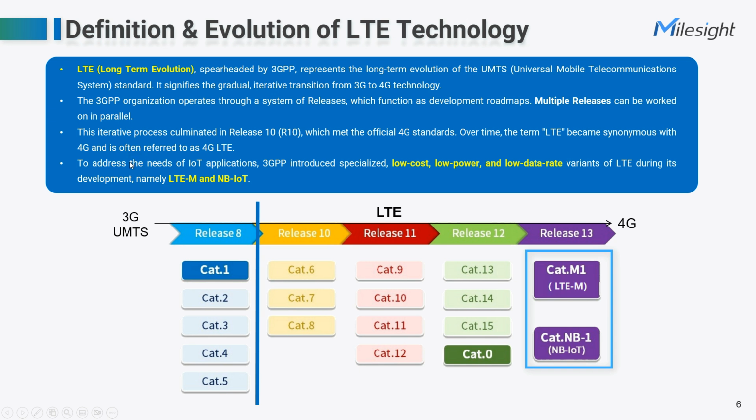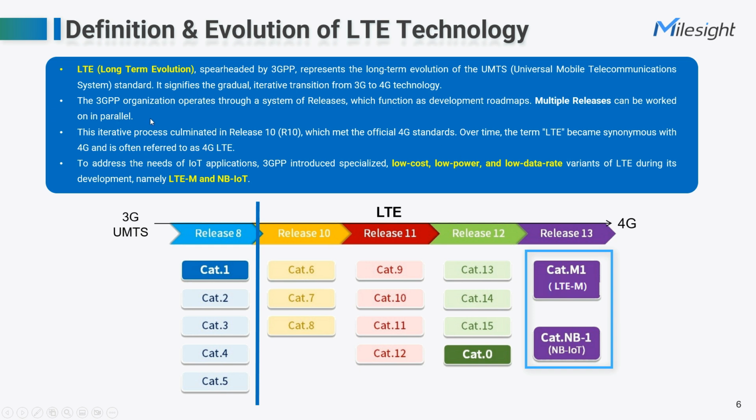This work is done by the 3GPP organization, which operates using a system of releases. You can think of a release like a detailed roadmap or a game plan, and they're always working on several of these roadmaps in parallel at any given time.